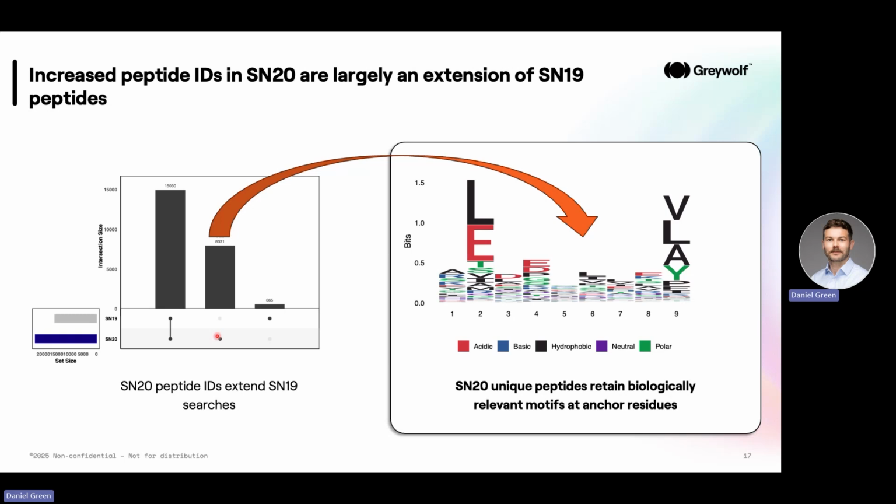So you can again isolate that set of peptides, which are unique to Spectronaut 20, and you can ask whether or not there's any bias in these peptides or whether or not these peptides look like they're biologically relevant and usable for your analysis. And if you compute a similar motif plot to the one on the previous slide, you can again see recovery of these anchor residues at positions 2 and 9, and you can again see enrichment for these amino acids that we know interact with the HLA types of this cell line.